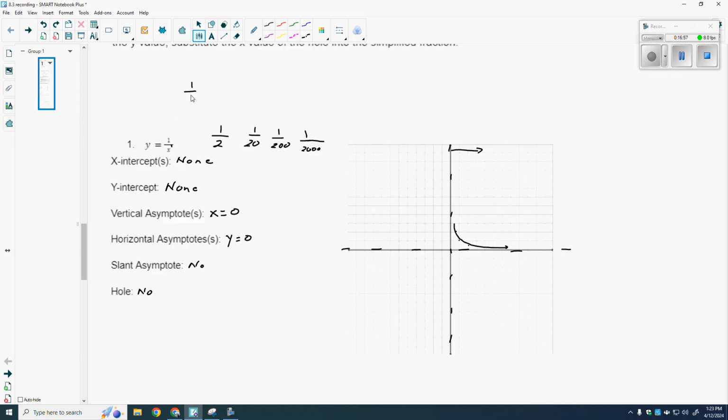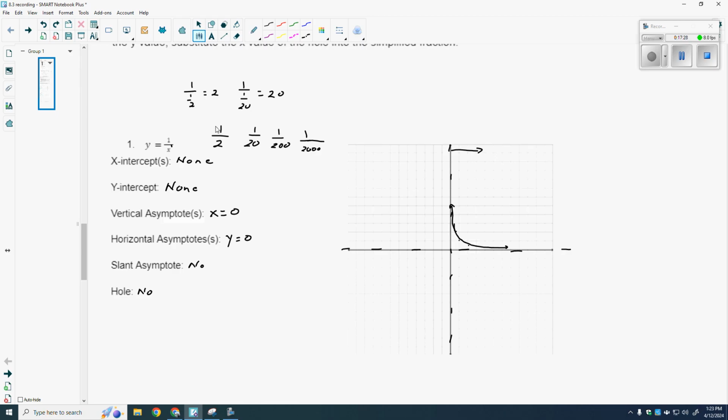Okay, what happens as x gets close to 0? What if x is a half? What's 1 divided by a half? Well, when you divide by a fraction, you multiply by the reciprocal, so it's 2. What's 1 divided by a 20th? Well, that'd be 20. And you get the idea. 1 divided by 1 over 2,000 is 2,000. So as x gets small, y explodes to infinity. We have a vertical asymptote. As I get close to the asymptote, it's not going to hit it. It's just going to explode and go up alongside of it.